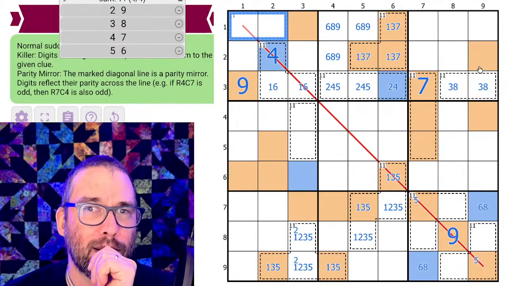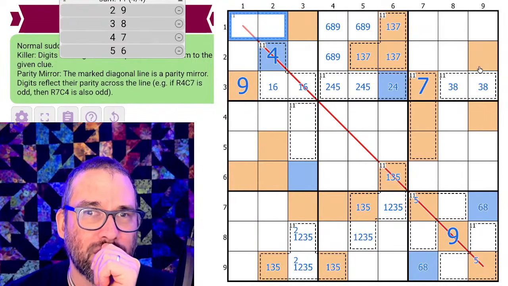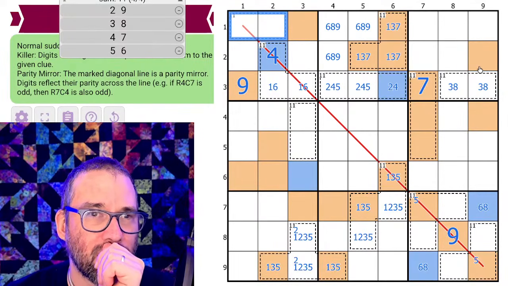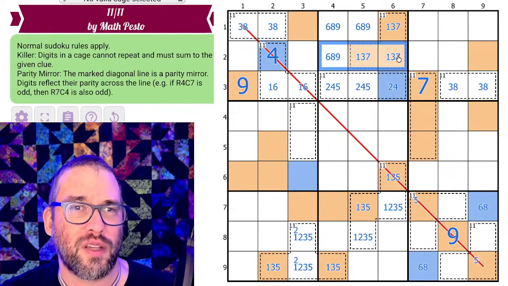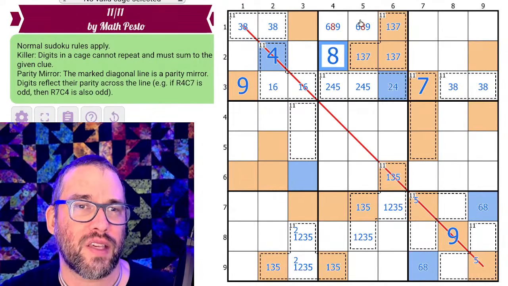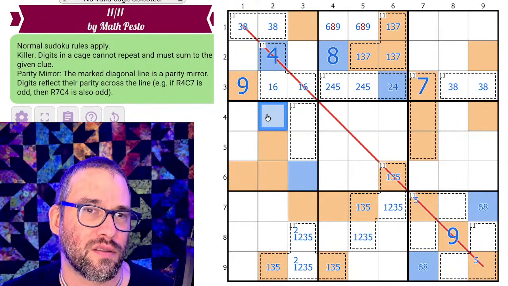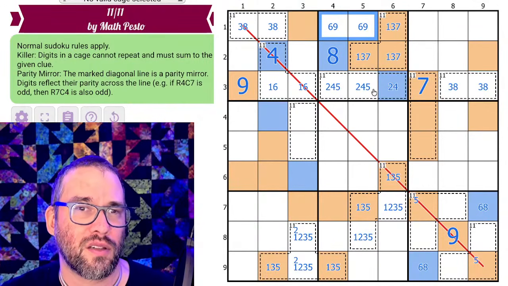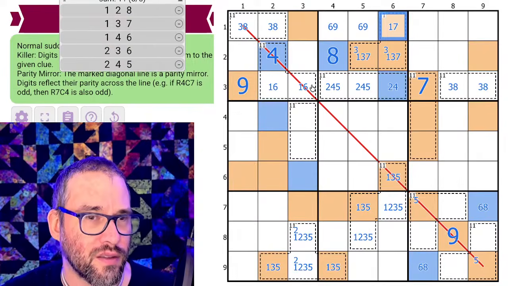This is not 4-7, 5-6. Or 2-9, so it's 3-8. So we need 3 and 8 in these cells. 8 goes here, so that's even, which reflects here. One of these is 3, that's not 3.